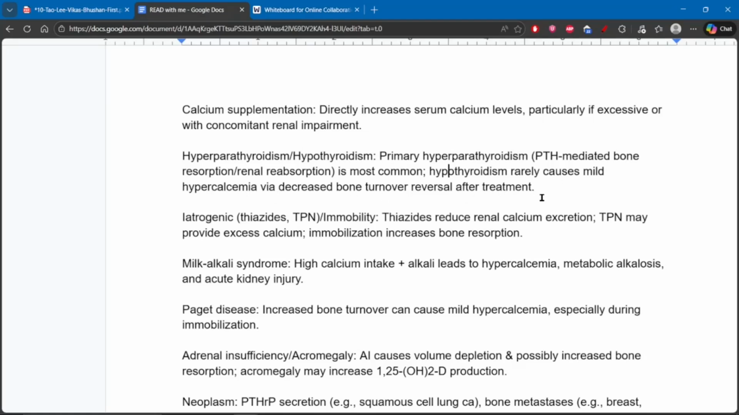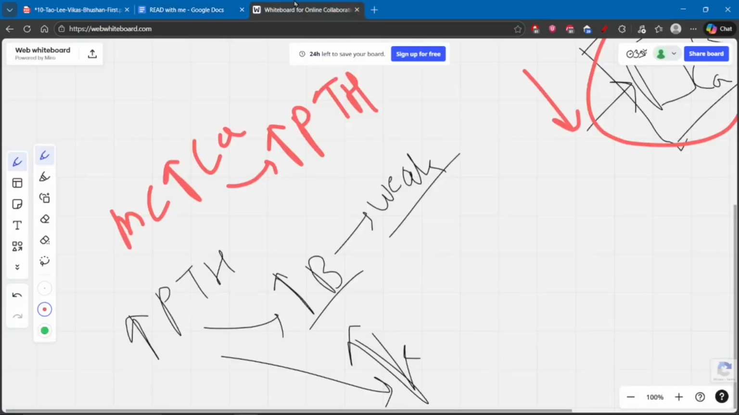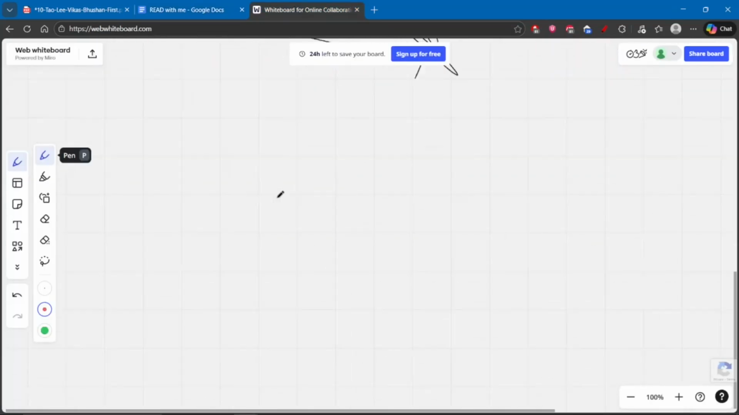So what happens is that in hypothyroidism, bones get resorbed, bone turnover increases, right? So bones break down and repair increases in hypothyroidism because it is a decreased metabolic state, right? So what happens is that when you start the treatment for hypothyroidism, the bone turnover decreases. If I could explain it better over here.